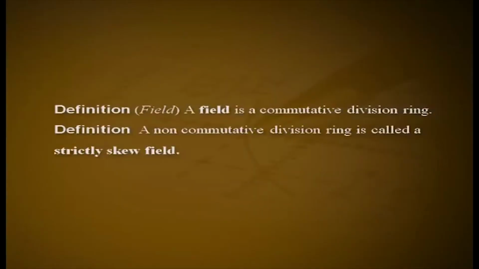Definition: field. A field is a commutative division ring. Definition: a non-commutative division ring is called a strictly skew field. Example 14. We have seen in the last example that Q is a division ring. Also, the multiplication in Q is commutative. Thus, Q is a field.